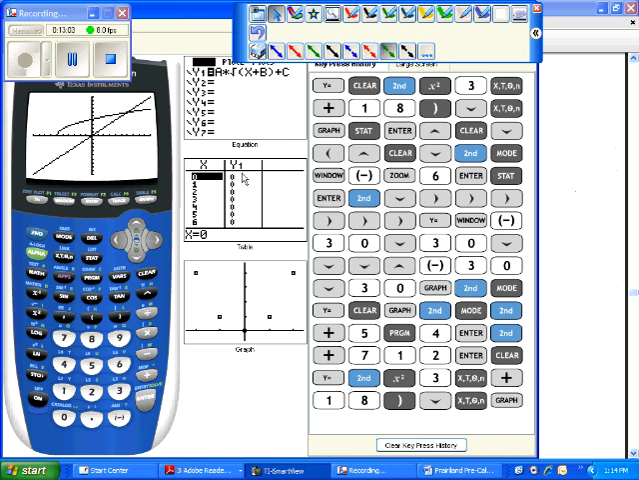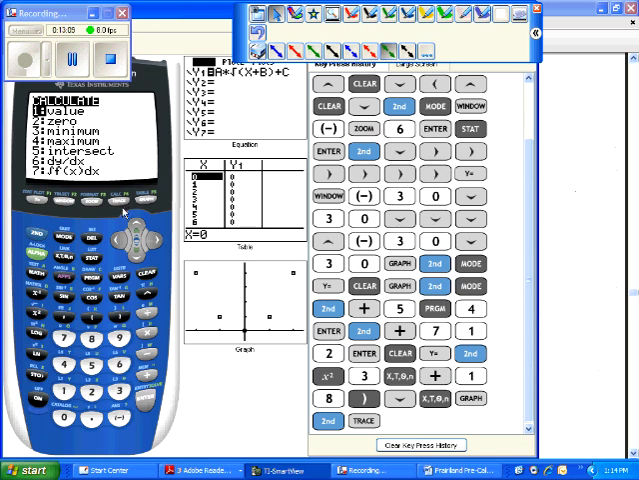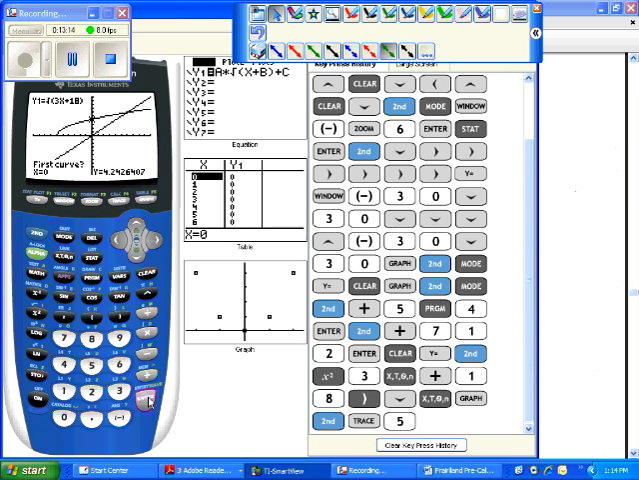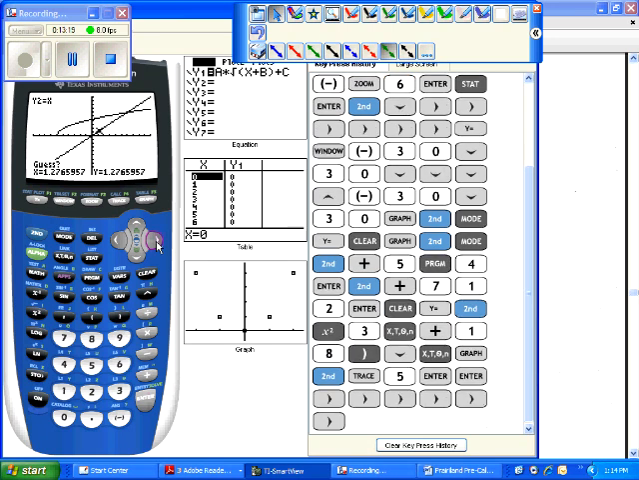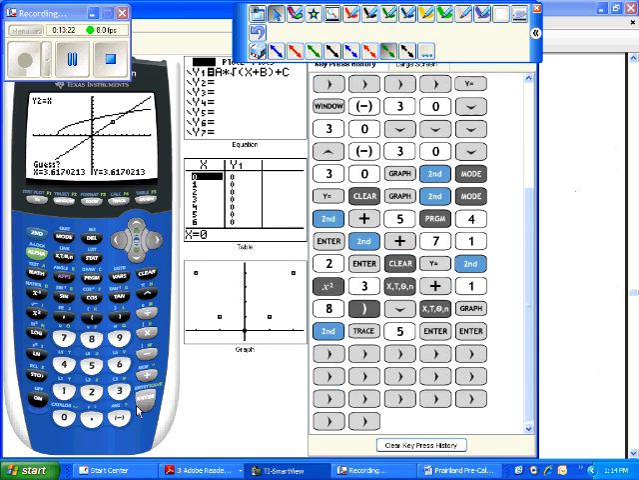Okay. Do you notice that on this there's only one point of intersection? If I go to second trace and I go to intersect number 5, and I do first curve, second curve, and then I go to the point of intersection, there's only one point of intersection, you see. And so the answer of 6 worked, but the other one didn't work. So even though when we solved, it appeared that there were 2 solutions, you can see graphically that there's only one because there's only one point of intersection.